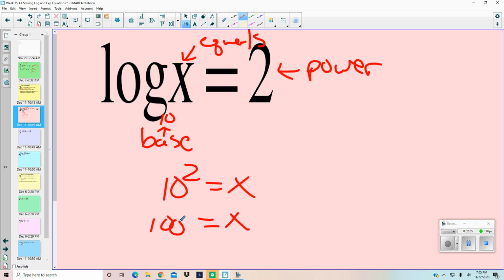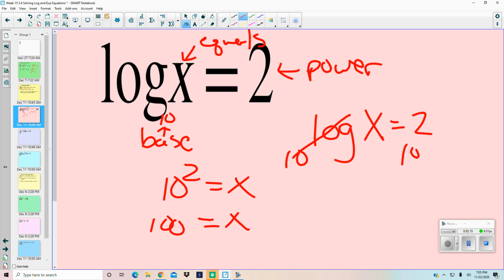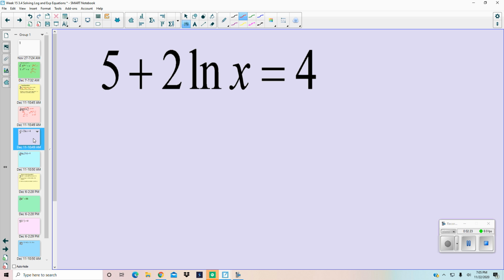If you exponentiate each side, and I rewrite it, making 10 the base of this side and 10 the base of the other side, remember from the property, this cancels out. So what I get is x equals 10 squared. So whatever the base is in the logarithm, if you isolate that logarithm, you can make the base each side.